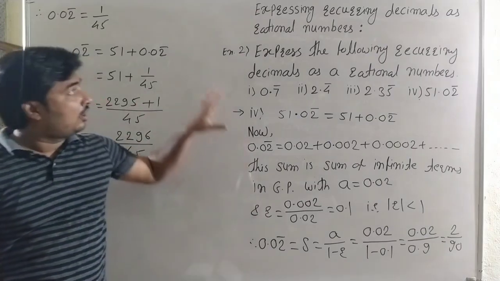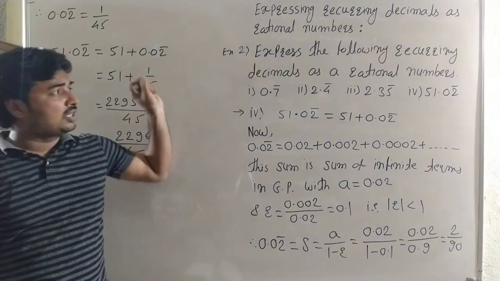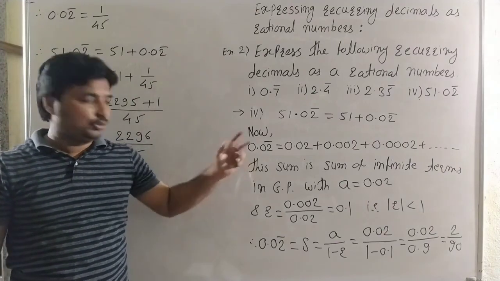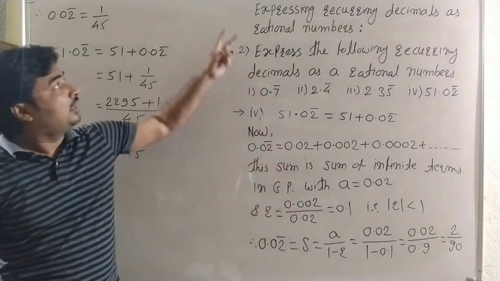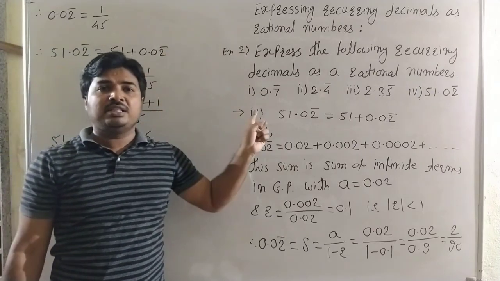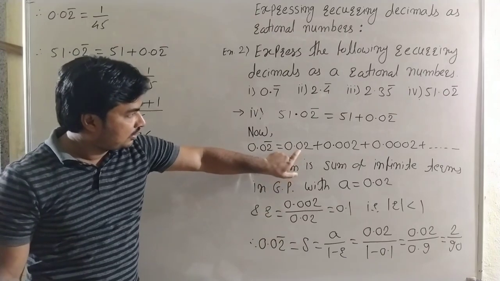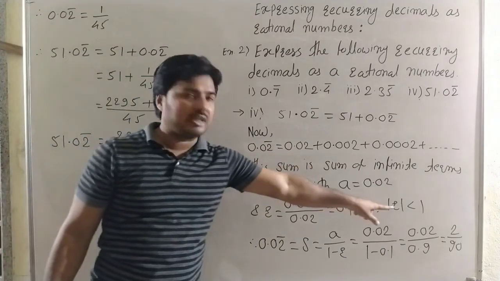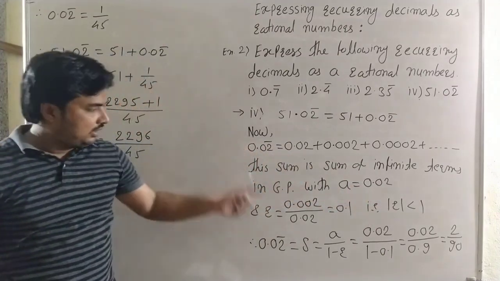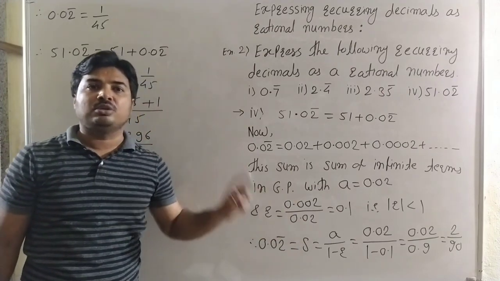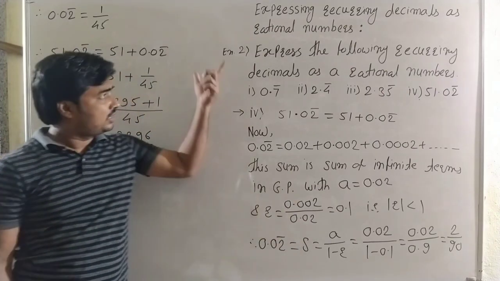See carefully all the examples here. The sum of the infinite terms in a geometric progression is used in the conversion of a recurring decimal into a rational number. Here we use the sum of the infinite terms in a geometric progression. See carefully.